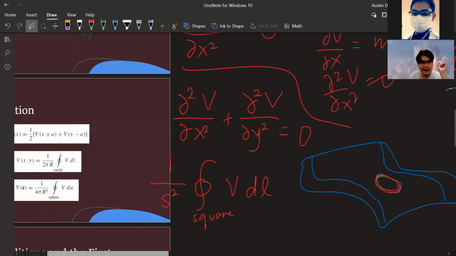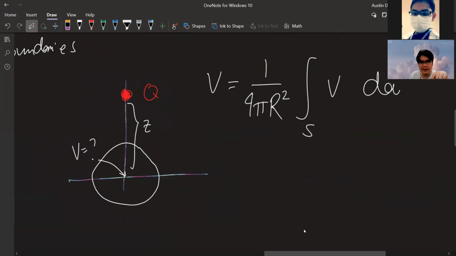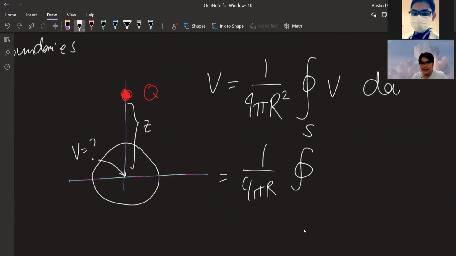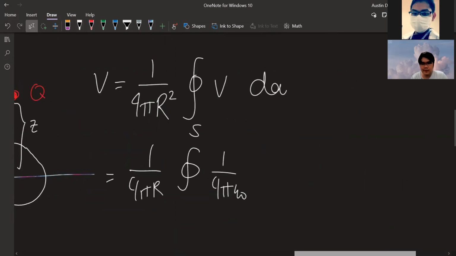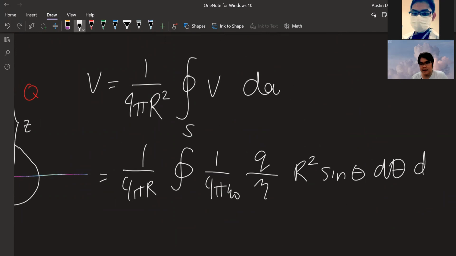Okay, tama ba yung formula natin? Okay, V dA. Tapos close. Okay, we know the potential of a single charge. That is 1 over 4 pi epsilon naught q over r. Okay, yung r mo, separation mo. Alright? Tapos yung dA mo, lipat na natin siya, magiging r squared sine theta d theta d phi.